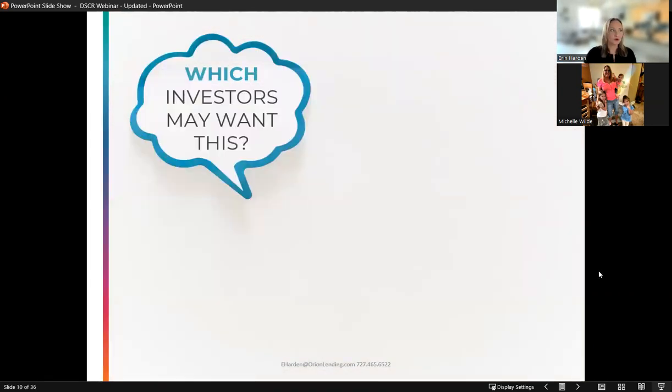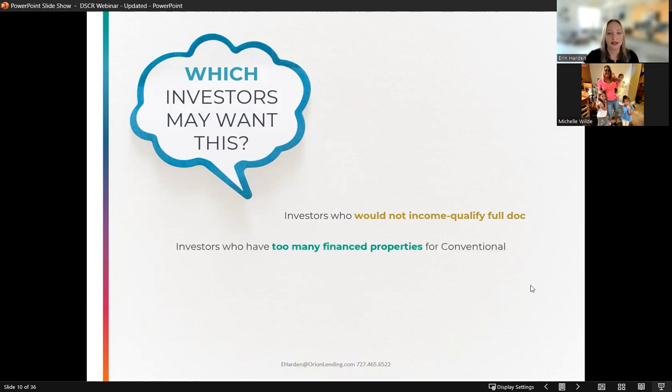So who is this loan good for? The people who would want a DSCR loan would be obviously someone who may not qualify if they're going full doc, maybe because of the way they're doing their taxes. Somebody else would be if they have too many financed properties for Fannie Mae conventional, because, you know, there's a cap on investor occupancies on how many financed properties they can have. DSCR does not have a limit.